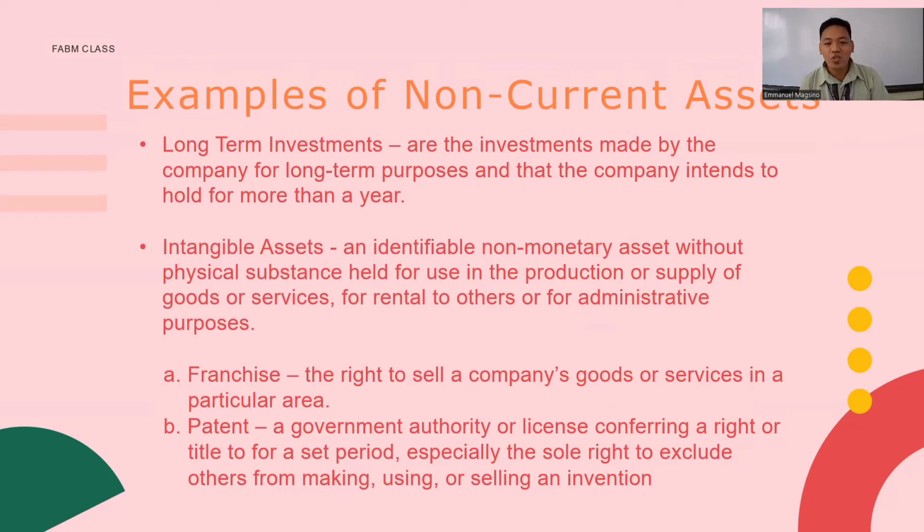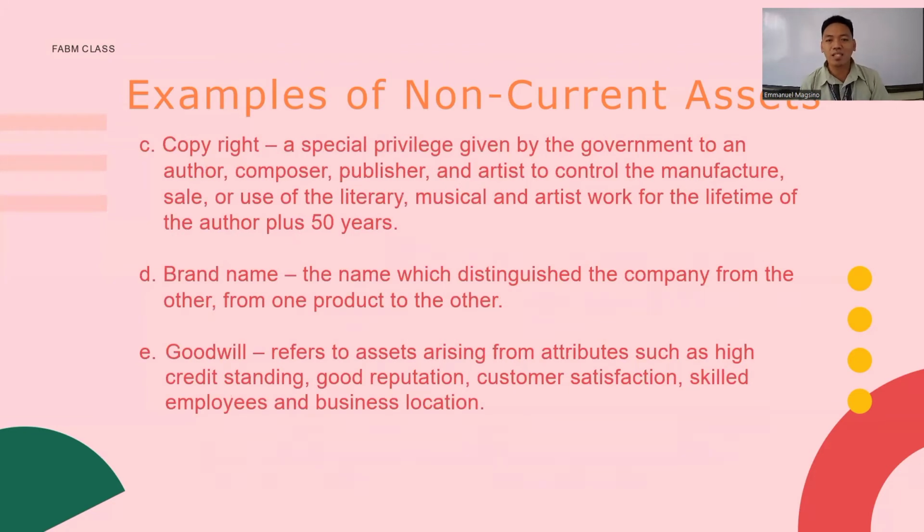Next, the patent, a government authority or license conferring a right or title for a set period, especially the sole right to exclude others from making, using, or selling an invention. Next, copyright. This is a special privilege given by the government to an author, composer, publisher, and artist to control the manufacture, sale, or use of the literary, musical, and artistic work for the lifetime of the author plus 50 years. So merong ano siya, yung copyright, no? So alam naman natin yung ano dyan, batas yan. Halimbawa, kinopya mo yung kanta nung isang composer, hindi mo pwedeng gayahin. Magkakaroon ka ng copyright issue doon.